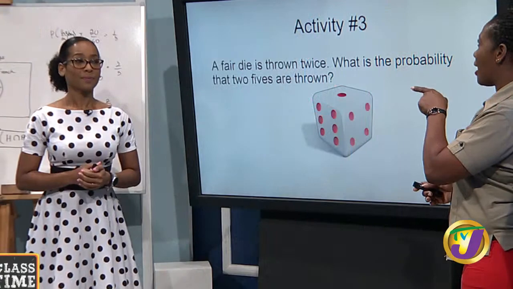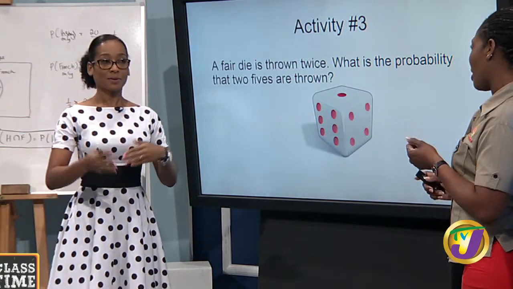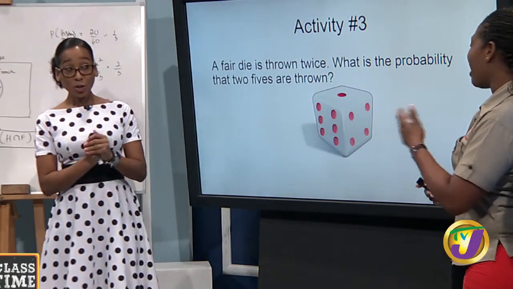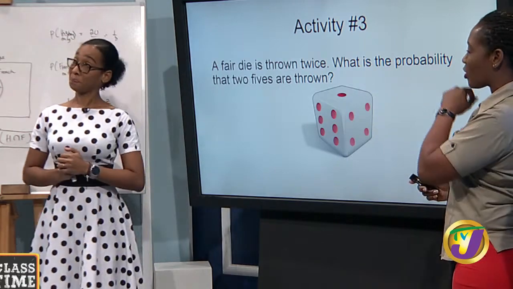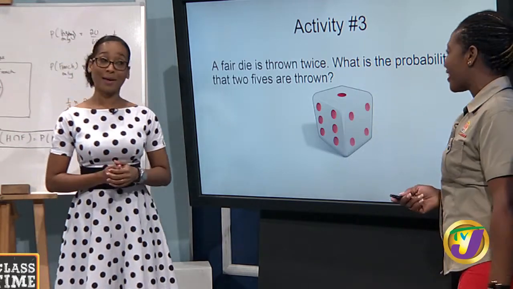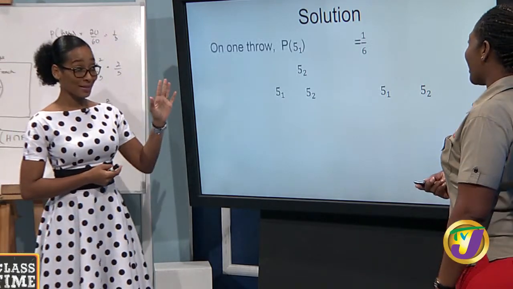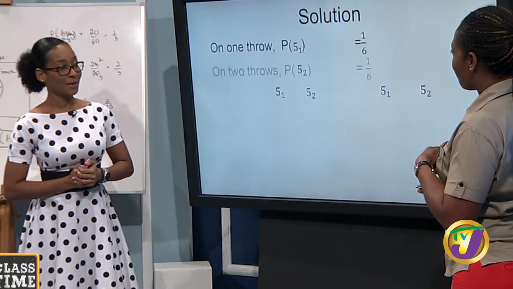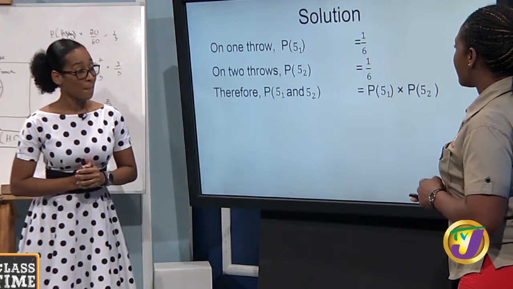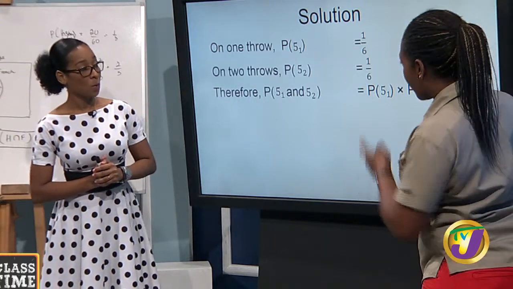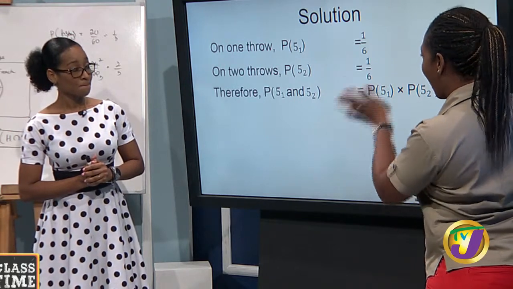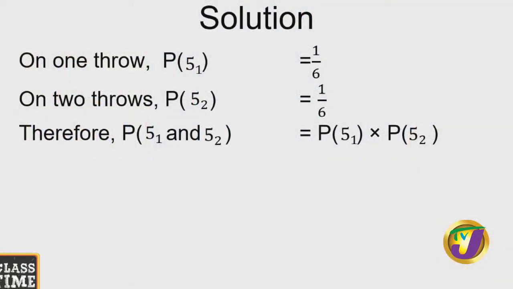So that means, since they're independent events, I can multiply them. That's 1/6 multiplied by 1/6. Is that 1/12? You sure? It's 1/36. So remember, first throw, the probability of a 5 is 1/6. Second throw, it's 1/6. The first 5 and the second 5, we multiply 1/6 by 1/6, giving us 1/36.